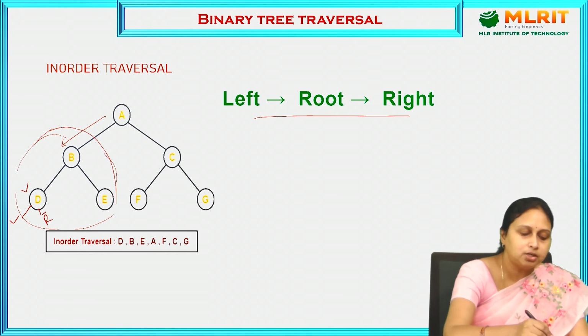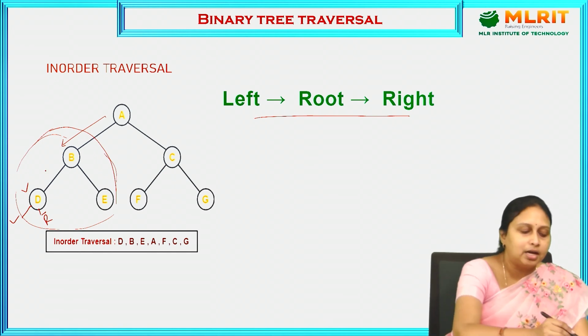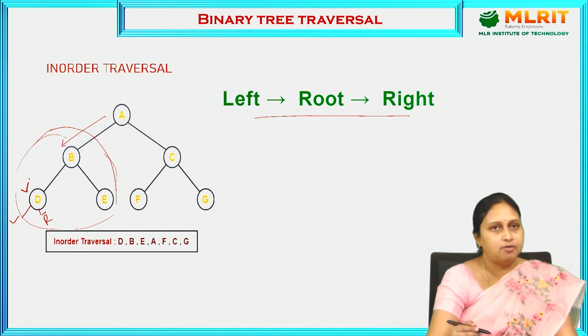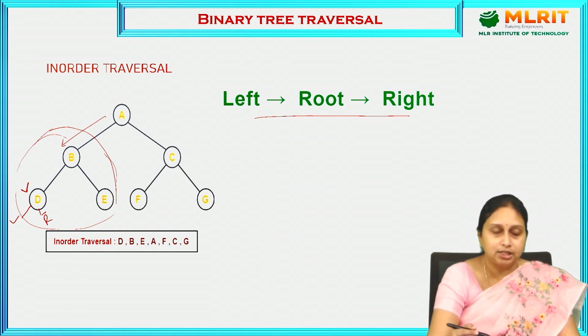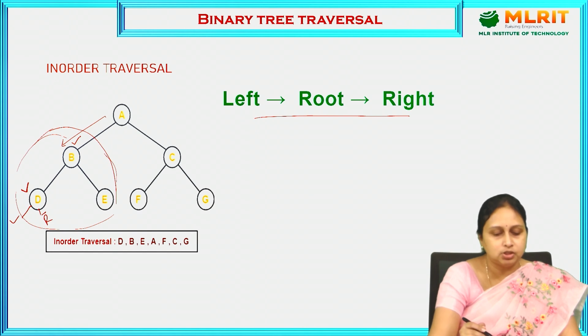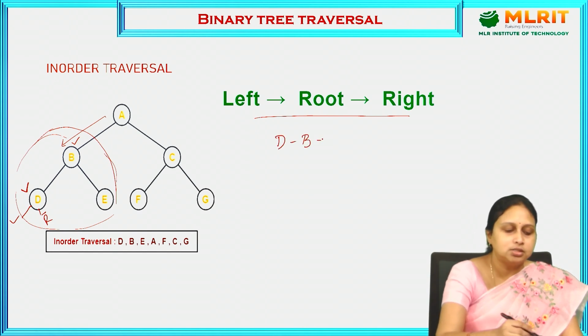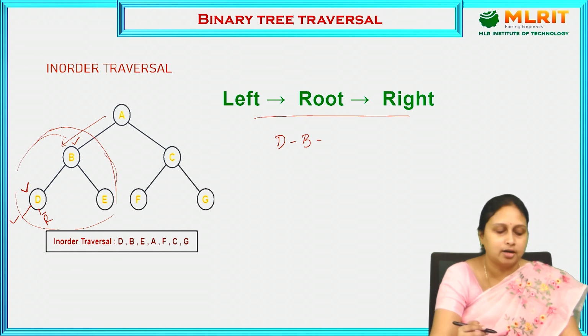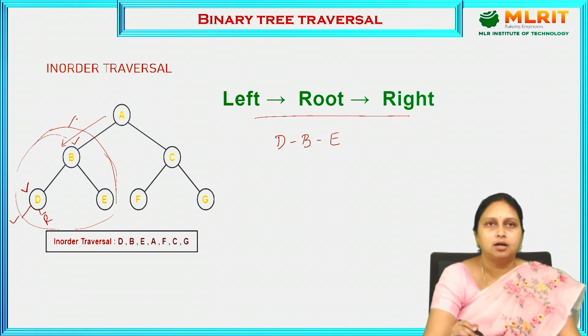Now for this particular left subtree, observe the left node has to be visited. Already we have represented it: D. Sorry. Then followed by B, that is the root node to be visited. D, B. Then for this left subtree, which is the right child, we have E, that has to be visited. Now I have completed the complete left subtree.